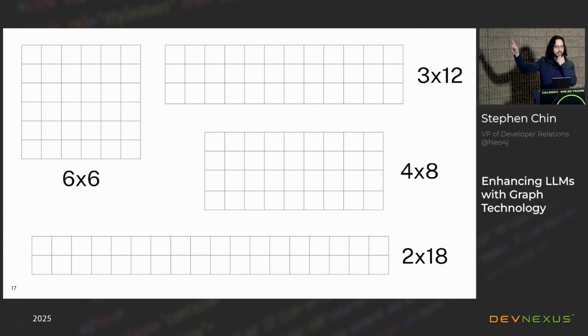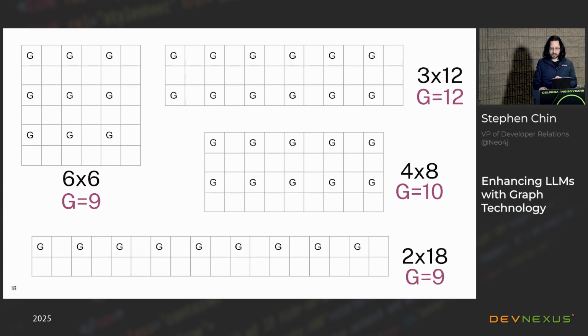Oh, so we're going to ask a question about the girls. 9, somebody said. So 9 is true for the 6x6 and the 2x18. This is kind of like the minimum spacing you get between folks. So you can actually fit up to 12 in the 3x12, right? Because you end up with 6 on the top and 6 on the bottom, and those aren't next to each other or diagonal from each other.